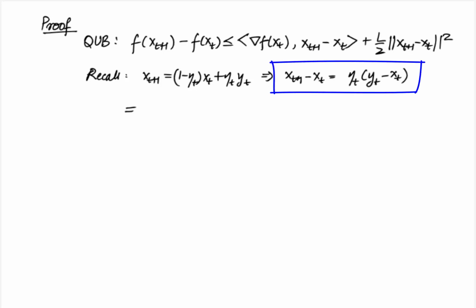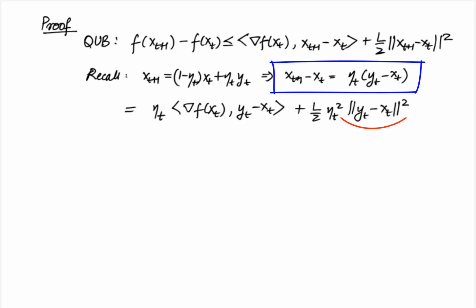Substituting this, we obtain that the right hand side is equal to eta t into inner product gradient f of xt comma yt minus xt plus L by 2 eta t square norm square of yt minus xt. Then we can use the compactness assumption on the second term so as to bound yt minus xt norm square with D square, which yields that the right hand side is less than equal to eta t times inner product gradient f of xt comma yt minus xt plus L by 2 eta t square D square.